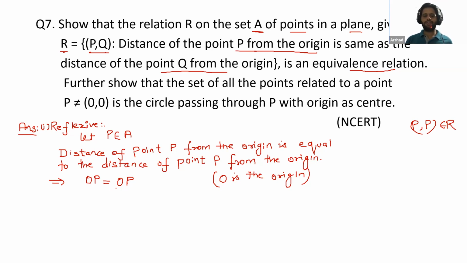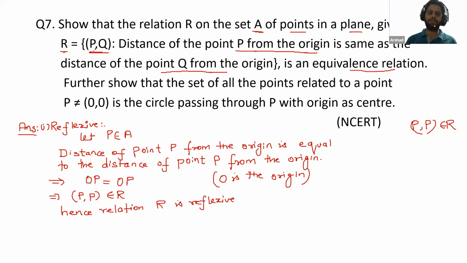What is reflexive in this case? Reflexive is that there should be the same point. So they have given point P comma Q, we need P comma P. What is meant by P comma P? The distance of point P from the origin. So that means OP is equal to OP. So this implies P comma P belongs to relation R, hence relation R is reflexive.